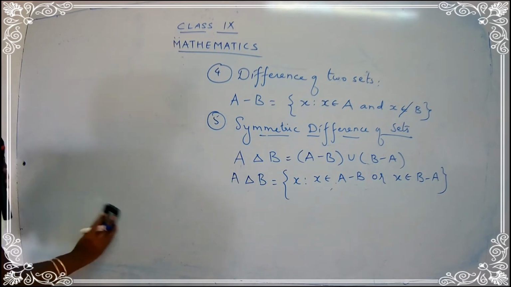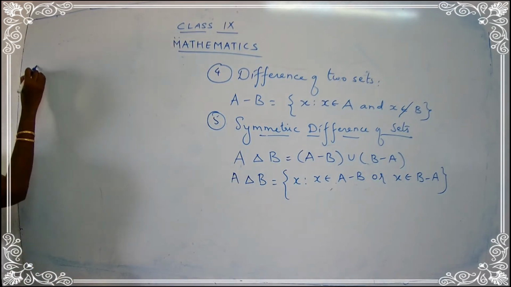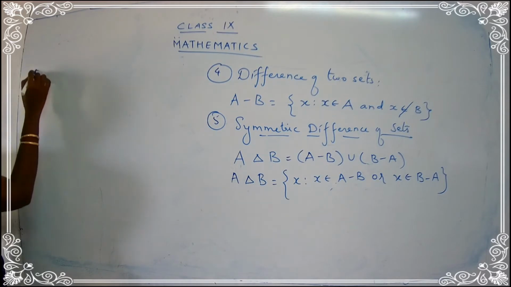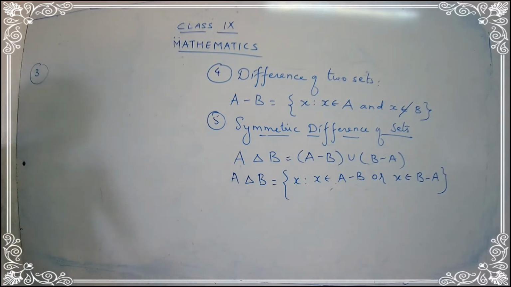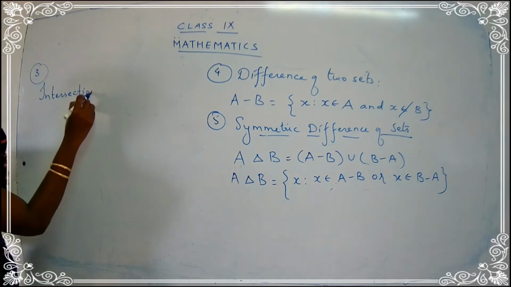Let's go for the third operation. What was the third operation, children? Intersection. We have already studied intersection, yes? In our previous exercise, exercise 1.2, we used intersection for checking whether sets are disjoint or overlapping. So intersection is not a new part for you. We have already dealt with it. Let's revise the point again: intersection of two sets.